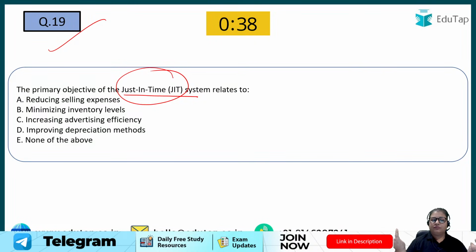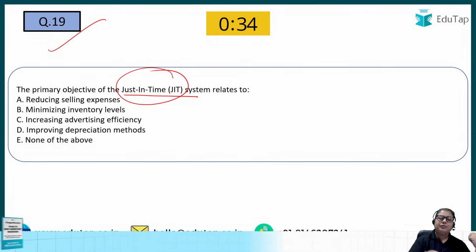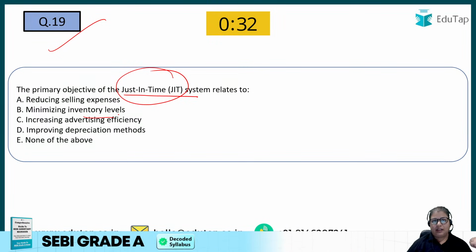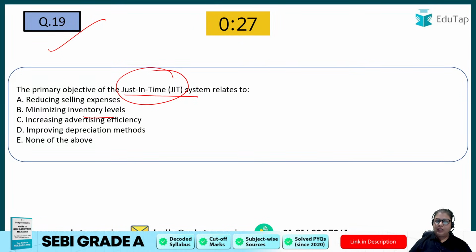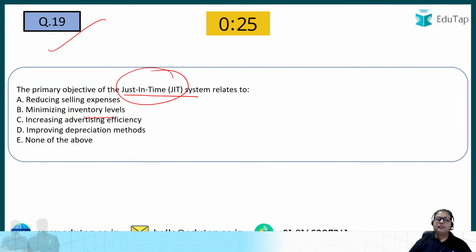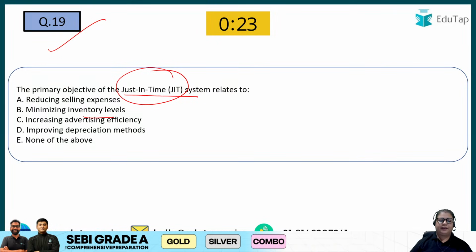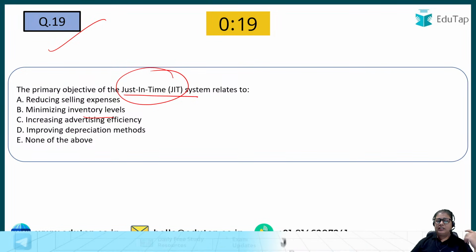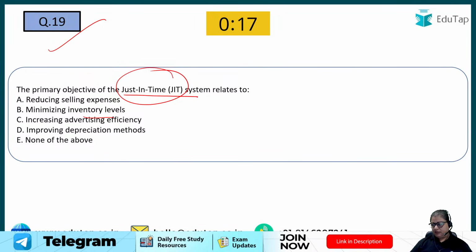So what will be the primary objective of just in time? To minimize the inventory levels. The other options, like reducing the selling prices, increasing the advertising efficiency, improving the depreciation methods, are all unrelated, right?